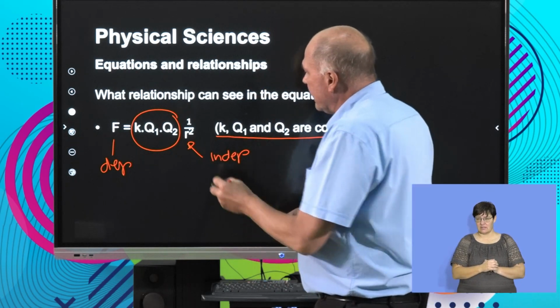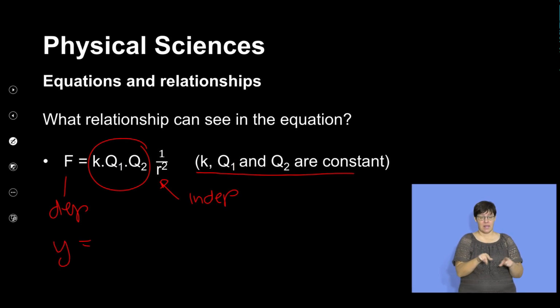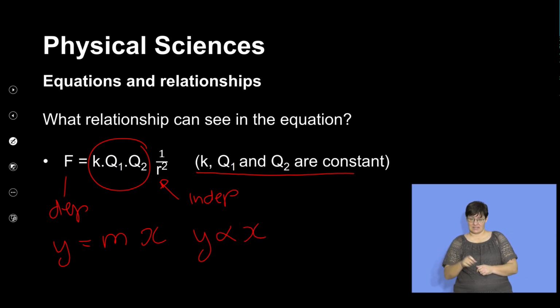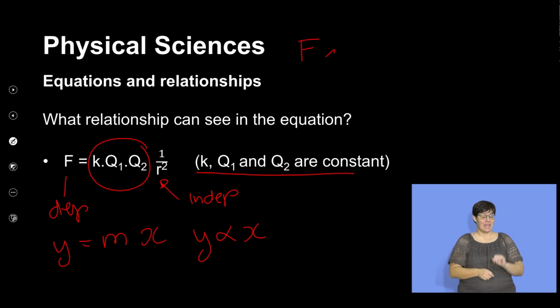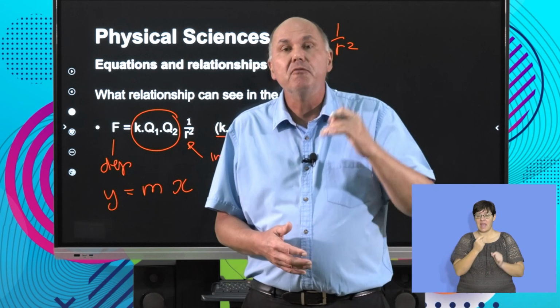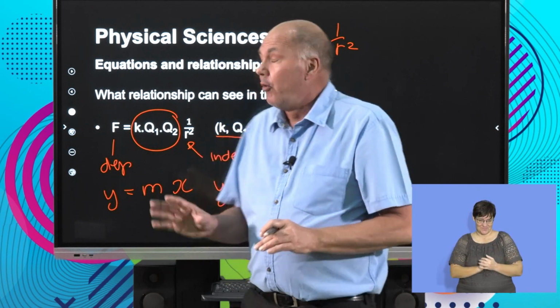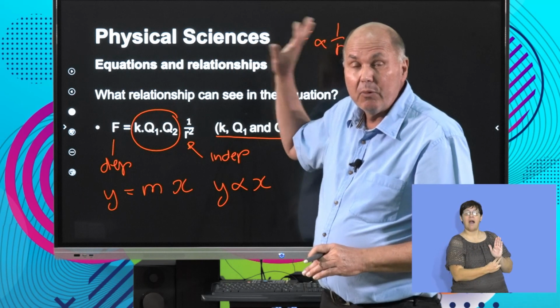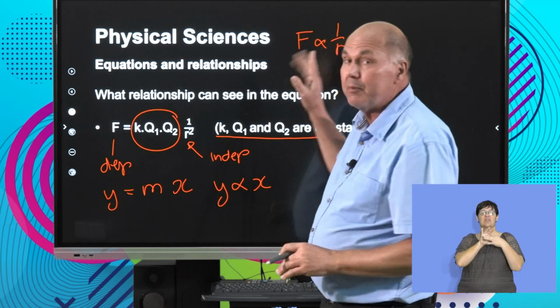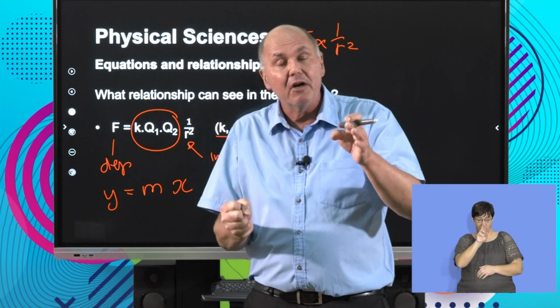Well, when you've got things in the form of y equals m, standing for the constant, times x, then we can say y is directly proportional to x, which means that F is directly proportional to 1 over r squared. So I want you to take a note of that: F is directly proportional to 1 over r squared. This is no longer a squared relationship. It's known as an inverse square relationship. And so by looking at the graph, we will be able to tell whether it's an inverse square relationship if we plot 1 over r squared against F.